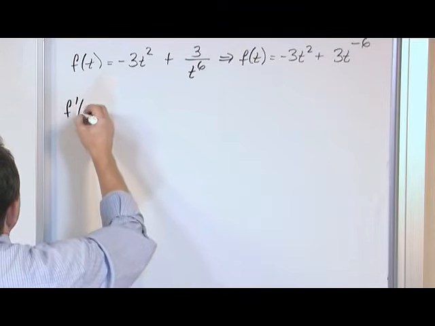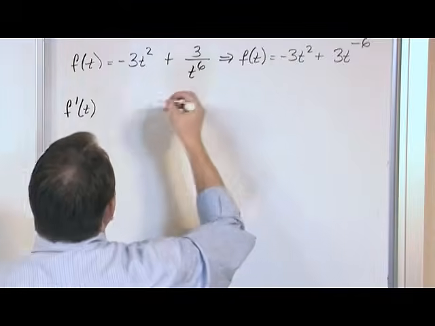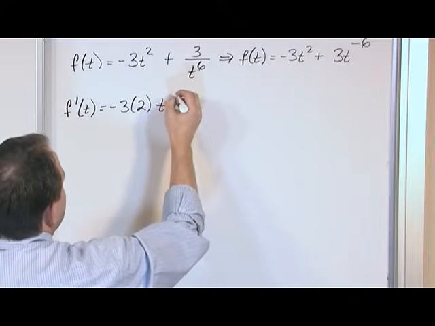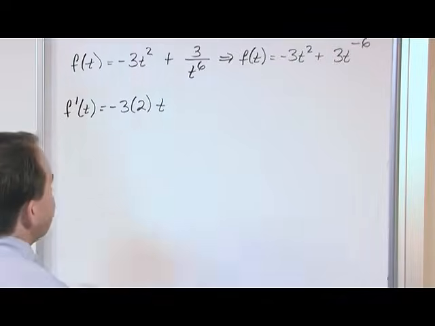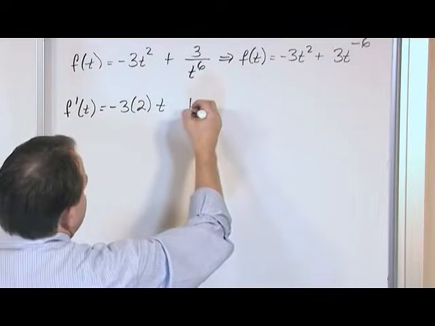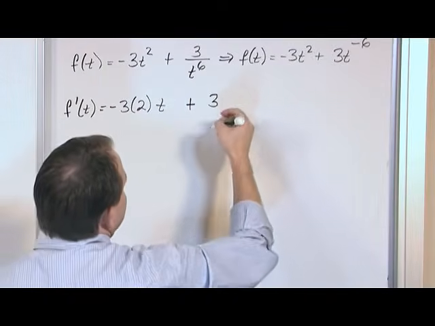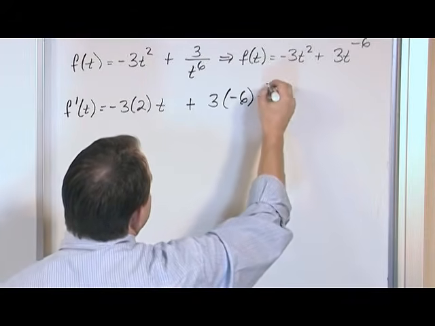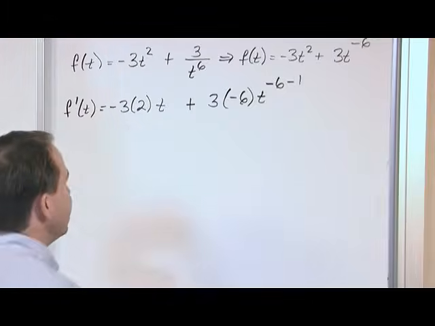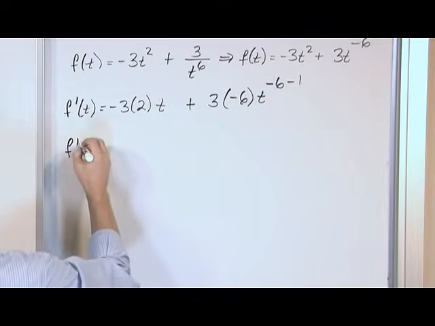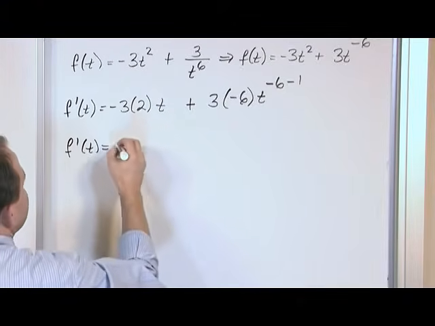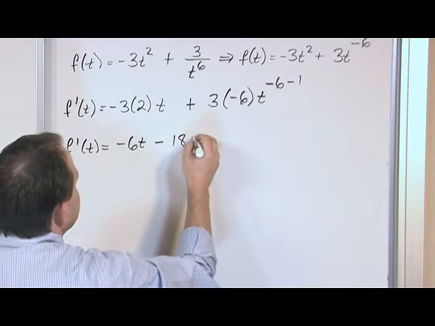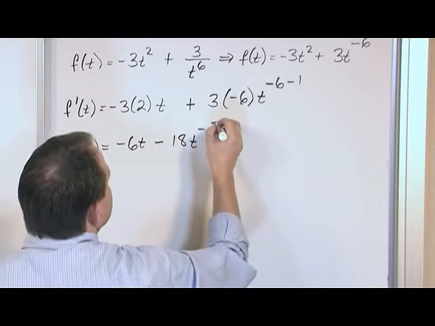Okay, so we'll take the derivative. What's the derivative of this one here? You'll have the negative 3 times the 2 from the exponent. Then you write your variable, and 2 minus 1 is going to be 1, so I'll leave it like this. Plus, you'll have 3 out in front from the second term, negative 6 from the exponent. Then you write your t down, and you'll have negative 6 minus 1 in your new exponent. So finally, f prime of t is going to equal negative 6t, and this one, negative 18t to the negative 7.